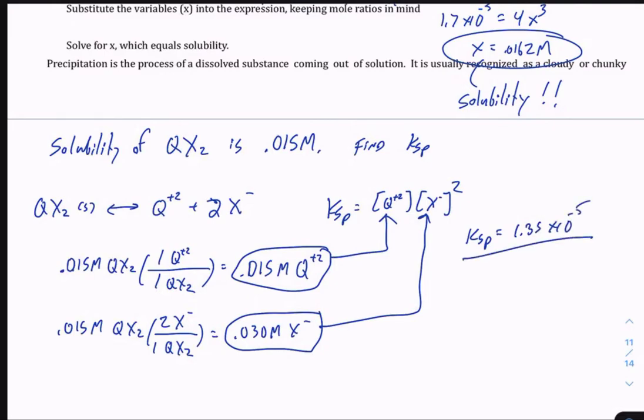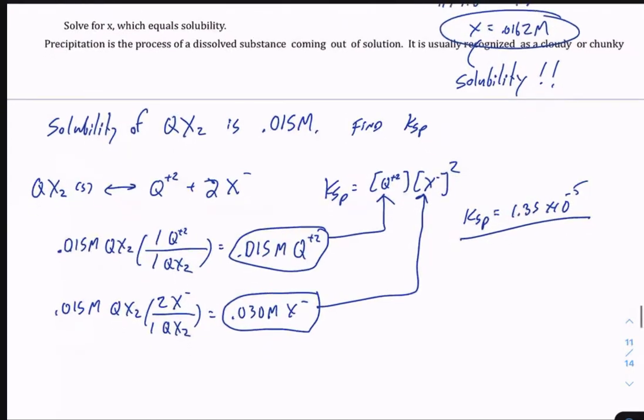So, if you are given the solubility of a compound, this is how you find the KSP. The general steps are going to be the same, but you have to pay attention to the details, because what if your coefficients are different? If the coefficients are different, then you're substituting different values, and you have different numbers of ions per formula. So you have to pay attention to that kind of stuff.